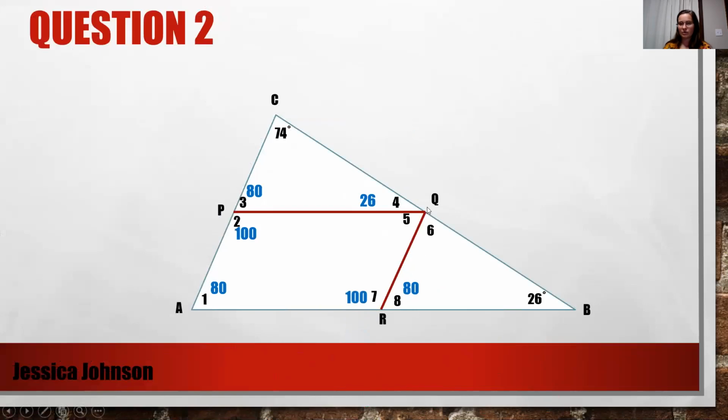Let's look at triangle QRB. The angles inside the triangle are supplementary. 80 plus 26 equals 106. 180 minus 106 is 74 degrees. Angle 5 is supplementary to angles 4 and 6. Take 74 plus 26 equals 100. 180 minus 100 is 80.